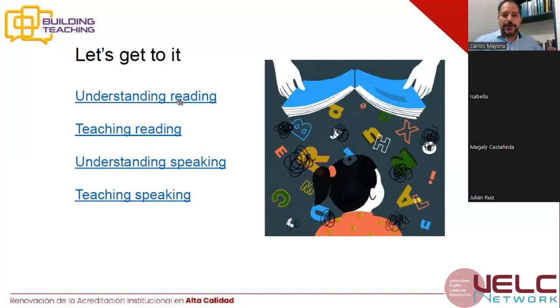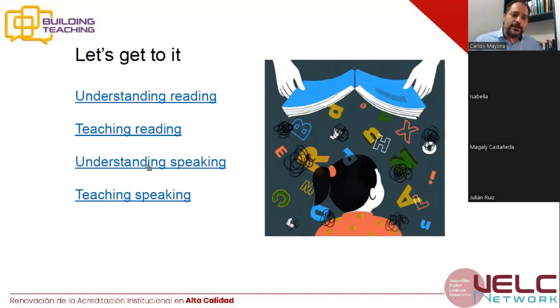If you are assigned to understanding reading, what you have to write is what you understand by reading. What is reading for you? What are the main characteristics of reading in English, or the main difficulties for students when they read in English? If you are assigned to the group teaching reading, then the idea is you reflect and work with your partners on what you normally do in a reading lesson, how you teach it. Again, there's no right or wrong. You just describe what you usually do in a reading lesson.